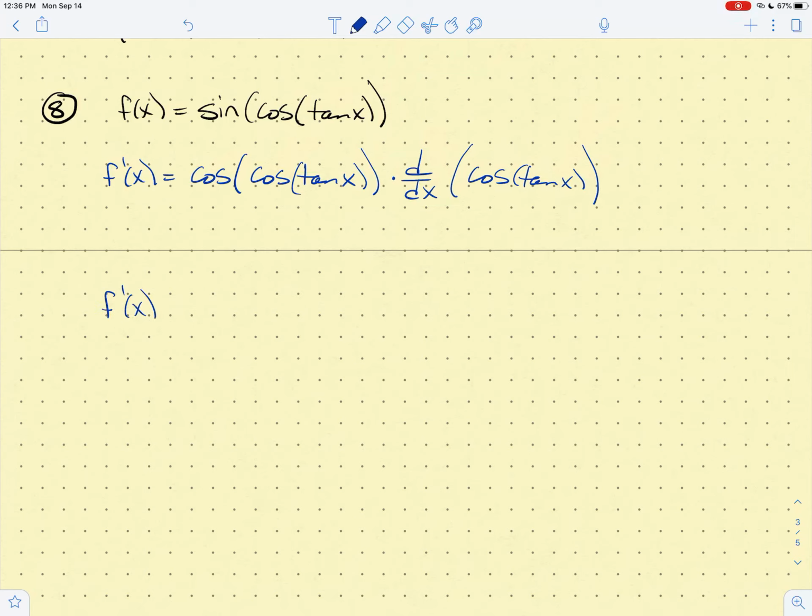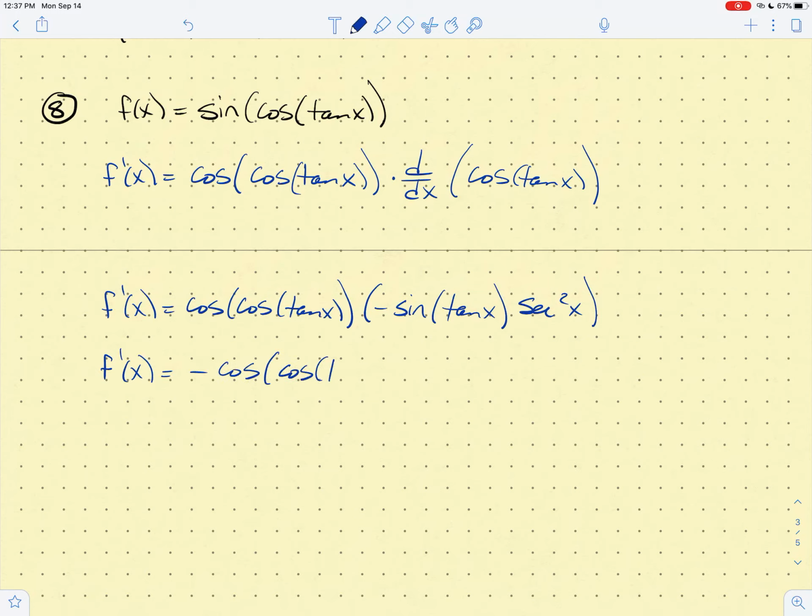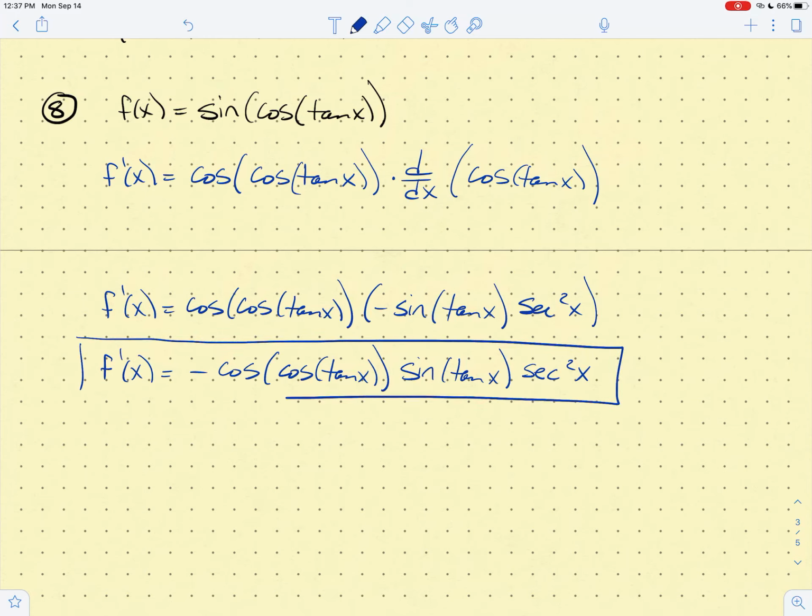So f prime of x is cosine of the cosine of tangent of x times the derivative of cosine of tangent. How does that go? Well, the derivative of cosine is minus sine, plug in tangent of x, right? The derivative of cosine is minus sine, plug in tangent, times the derivative of tangent, which you know is secant squared x. And so to clean this up, the only thing you can really do is put the minus out front. So you should write this as f prime of x is negative cosine of the tangent of x times the sine of the tangent of x times secant squared x. And that's really all you can do to clean this problem up.